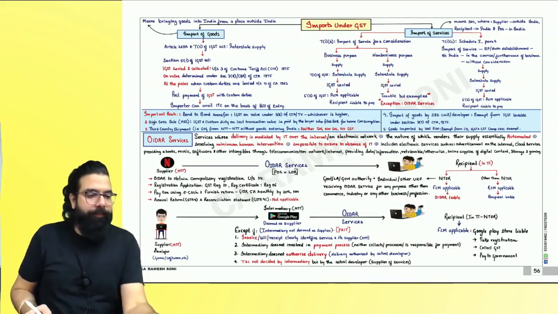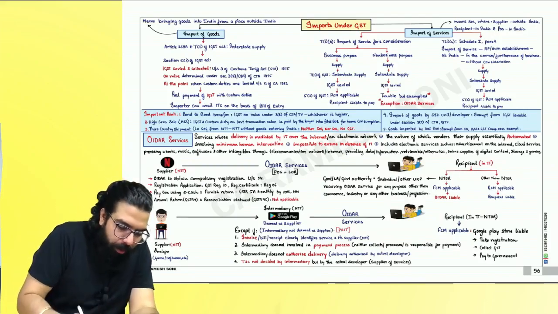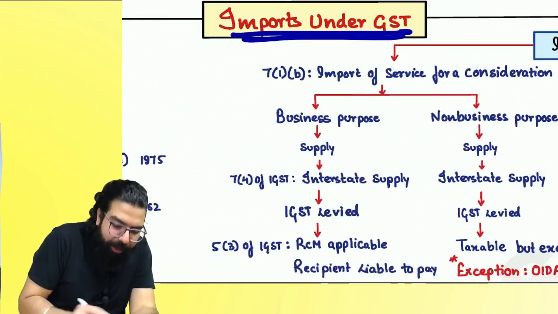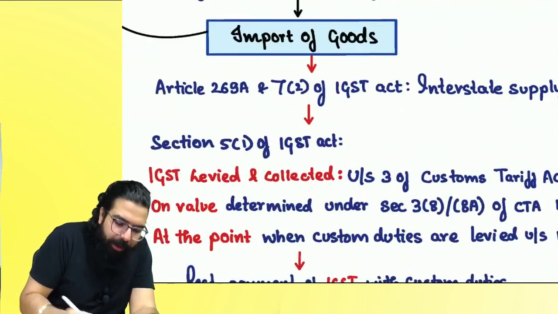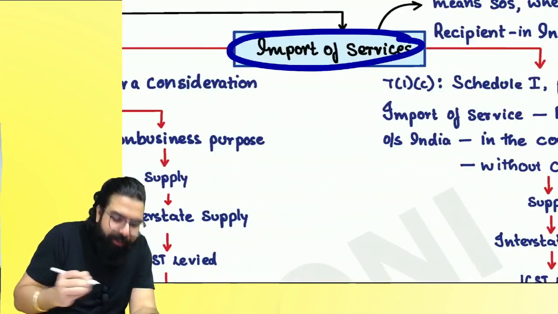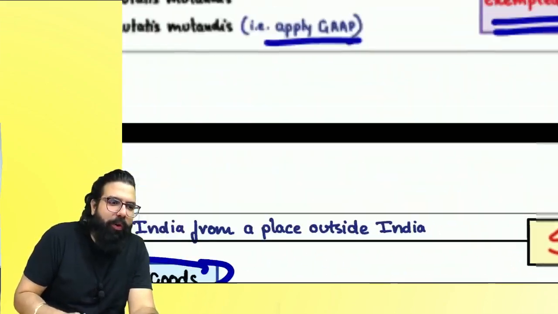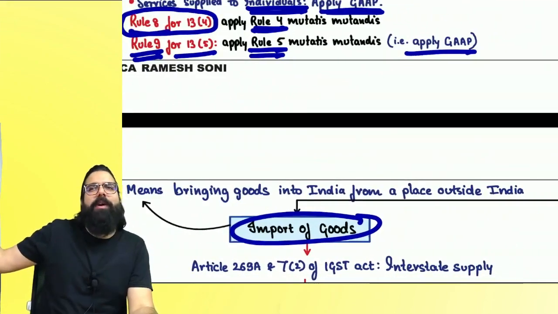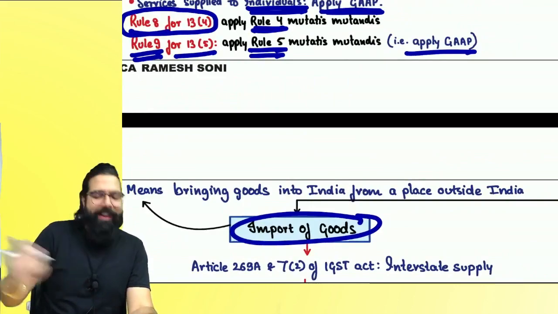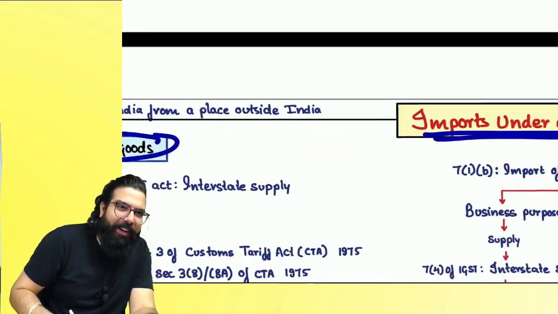Everyone over here now. Imports under GST. Import can be of goods, import can be of service. Can you tell me what importation of goods means, everyone? Bringing goods from outside India into India is importation of goods. Can you connect to this now?